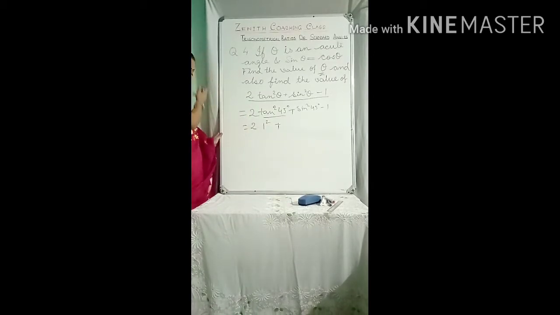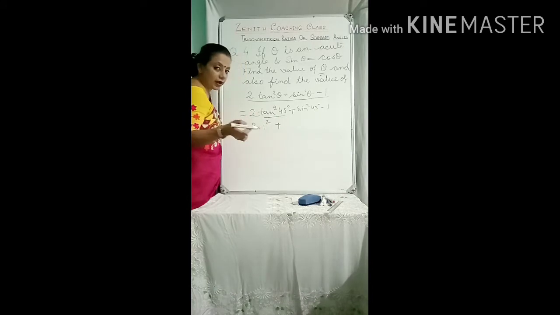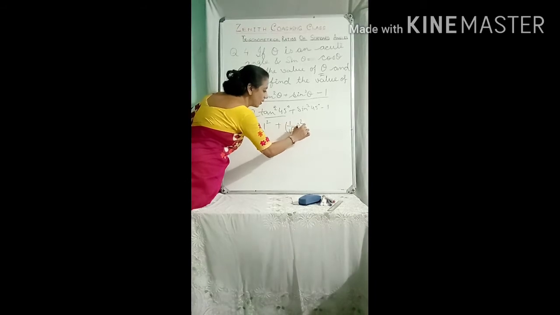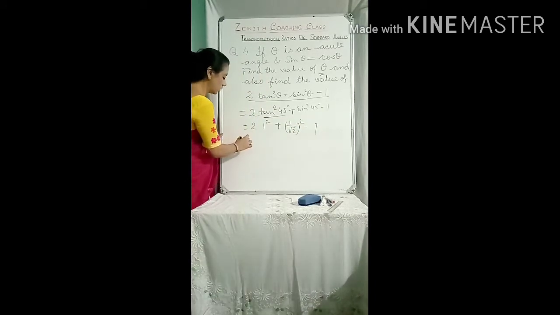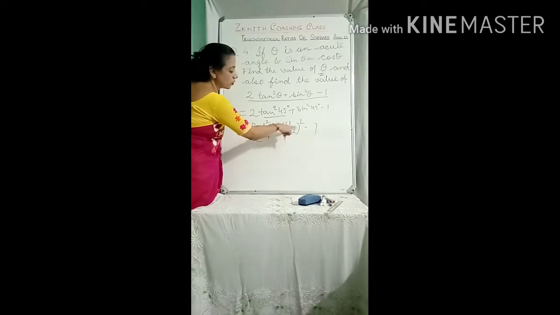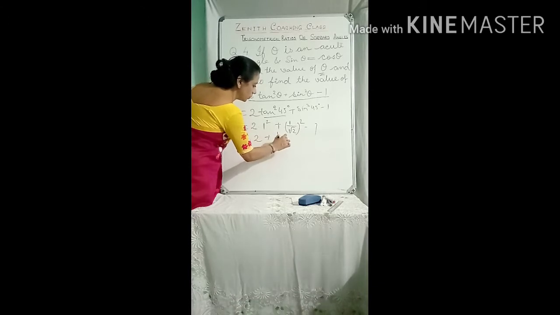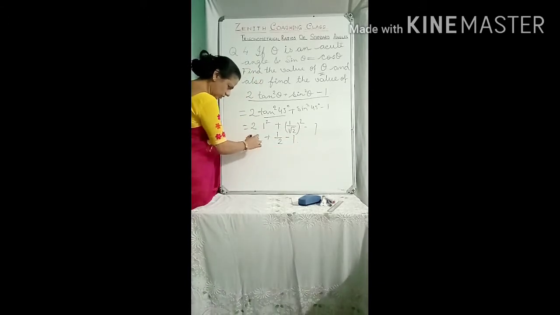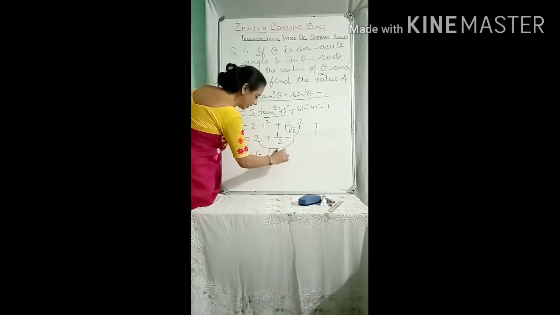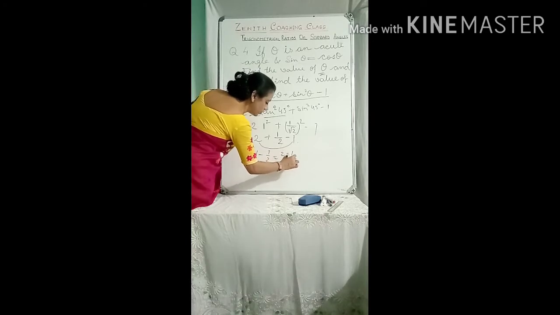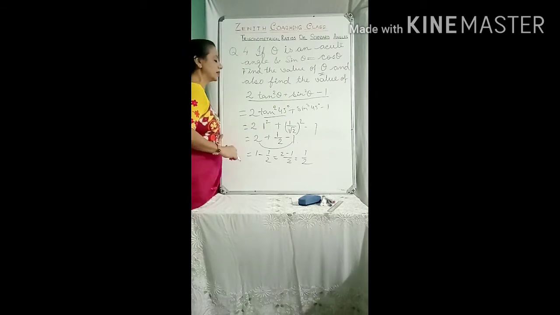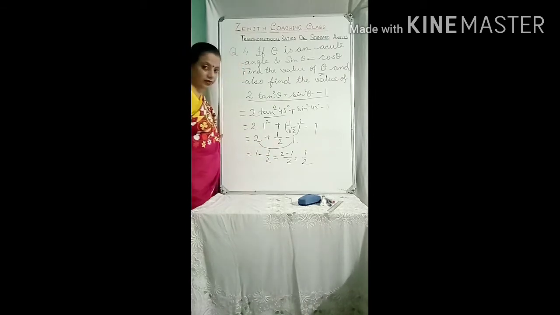What is sin square 45 degree? Sin 45 degree is 1 by root 2. So sin square 45 degree is (1 by root 2) square minus 1. So 2 into 1 square, that is 2, plus (1 by root 2) square, that is root 2 into root 2, that is 2, so 1 by 2, minus 1. So 2 minus 1 is 1. 1 minus half, that is 2 minus 1 by 2, that is 1 by 2. So the value of 2 tan square theta plus sin square theta minus 1 equals 1 by 2.